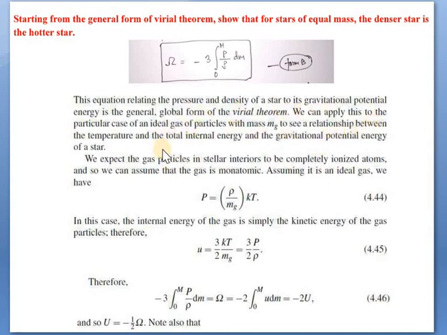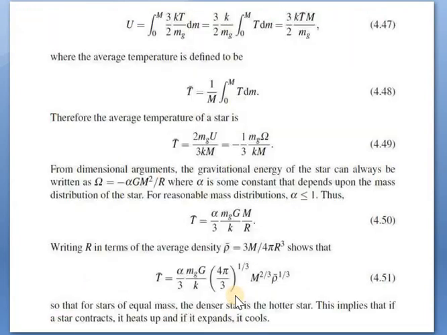Okay, for an ideal gas, now here we expect the gas in the stellar interiors to be completely ionized atoms, so that we will assume that our gas is monoatomic. We write it in this form. Now again the internal energy, this form we wrote down, and we get the same old result that I have just talked about before. Okay, we are getting this result.